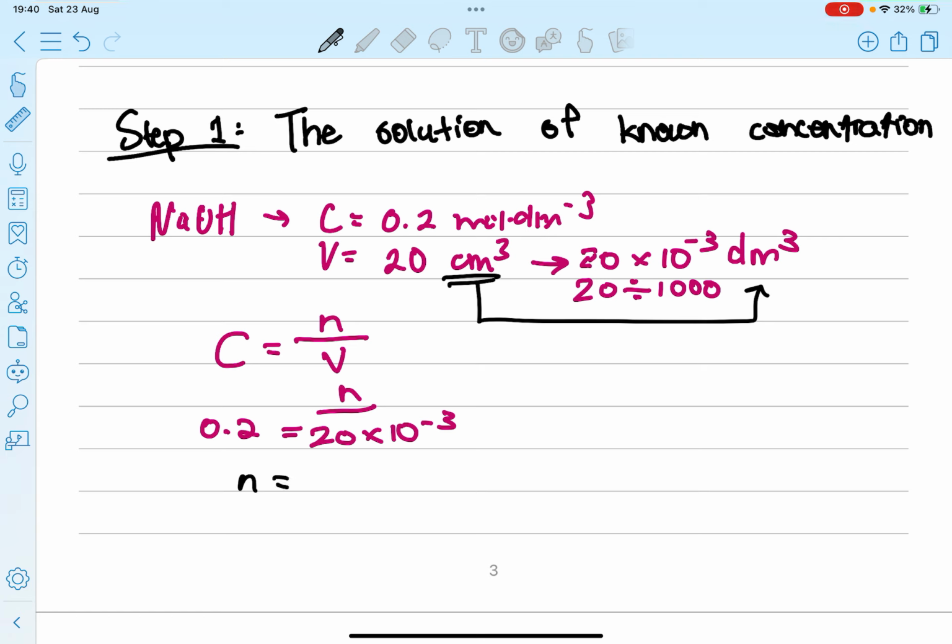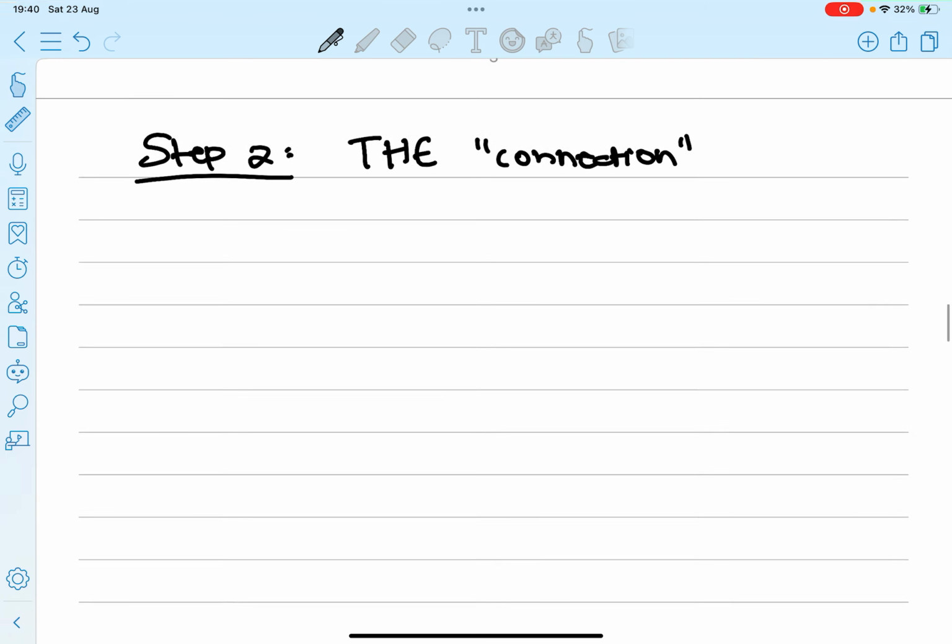Okay, so what we're basically doing here is trying to find out exactly how many moles we actually have in this solution. Okay, and we see we've got 0.004 moles.